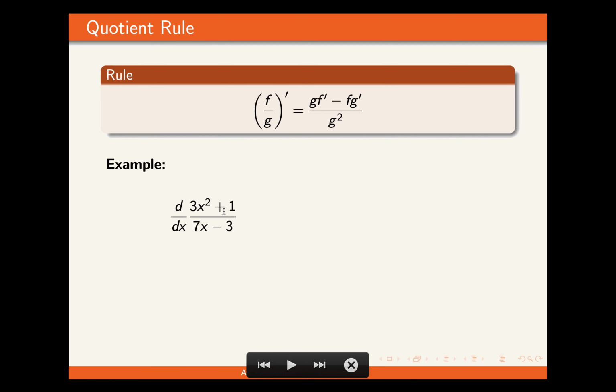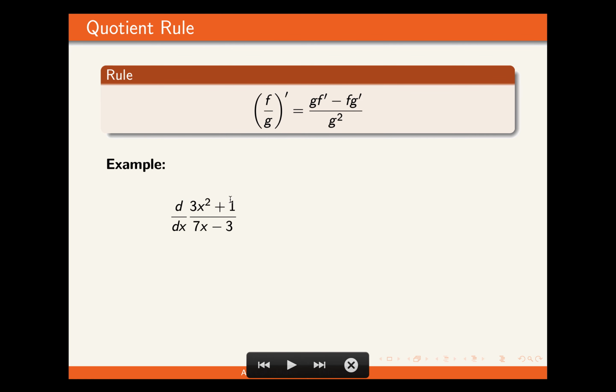Let's say our goal is to find the derivative of (3x squared plus 1) divided by (7x minus 3). So we have a quotient function here, represented by 3x squared plus 1 over 7x minus 3. So we can clearly use the quotient rule here. To find the derivative of this function by using the quotient rule, now we need to assume which one is f and which one is g.